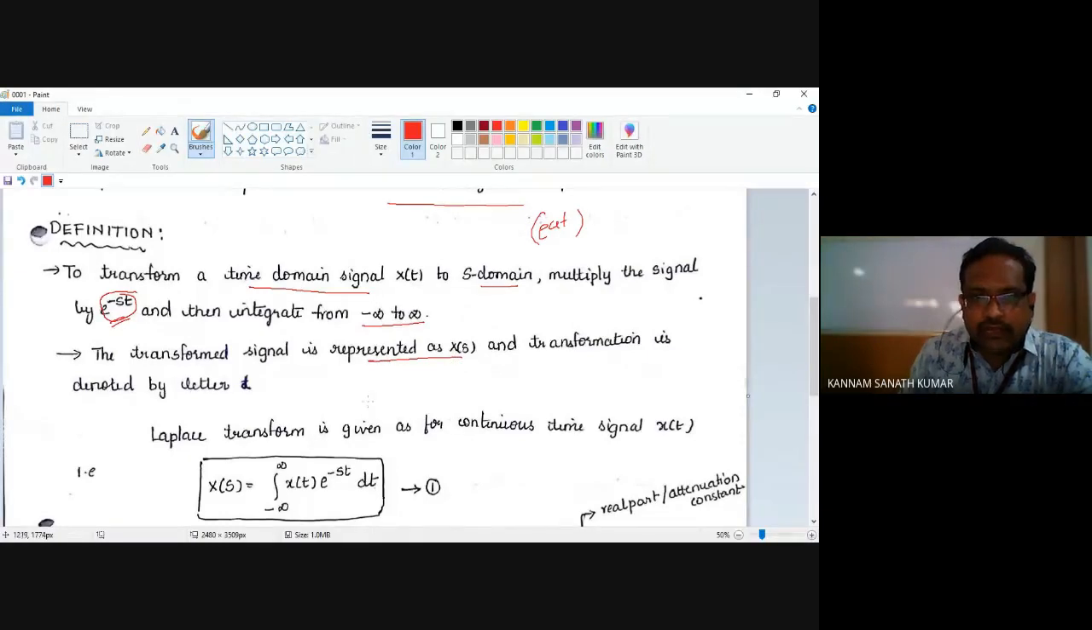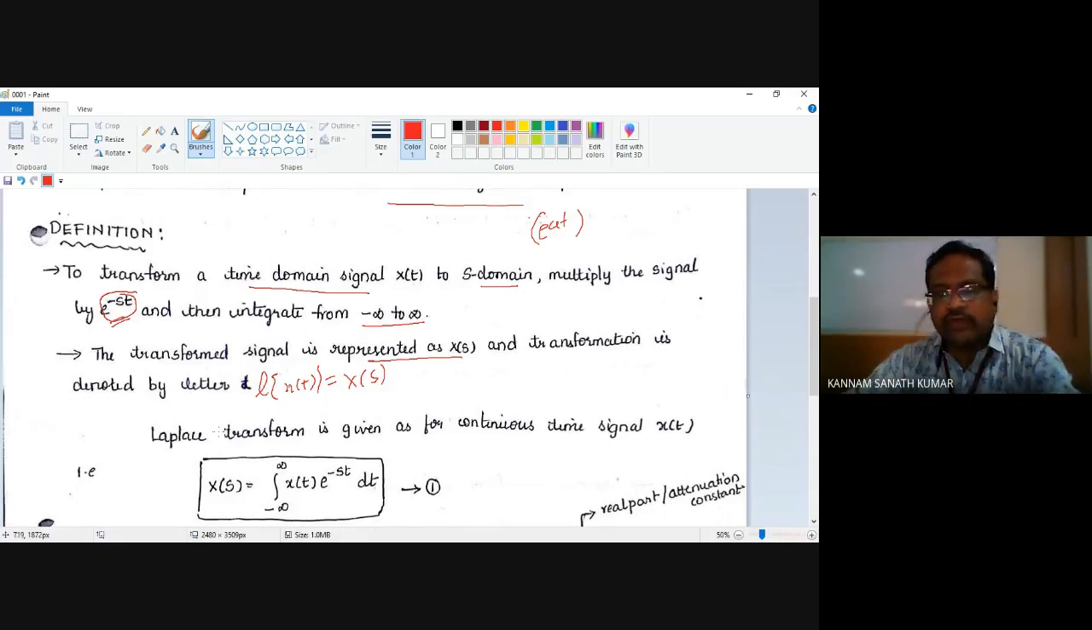The Laplace transform is denoted by the letter L. That means L of x of t is equal to X of s. So the Laplace transform of x of t equals X of s. This is the formula.